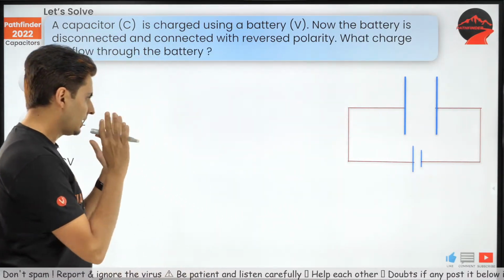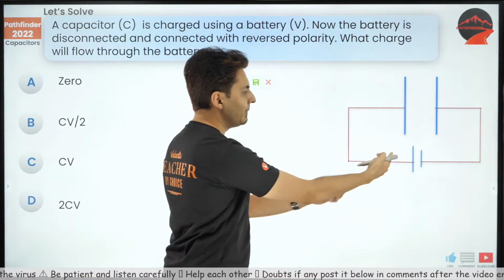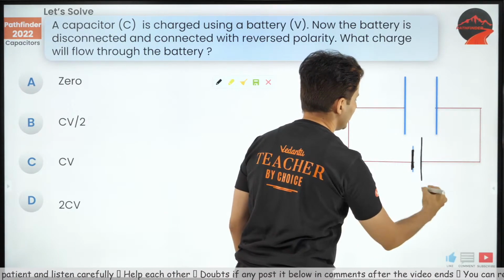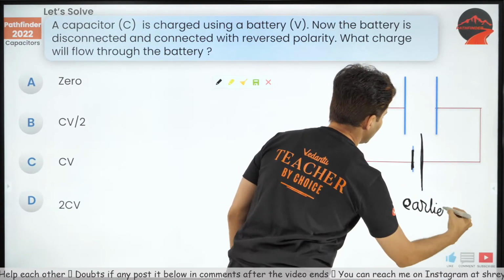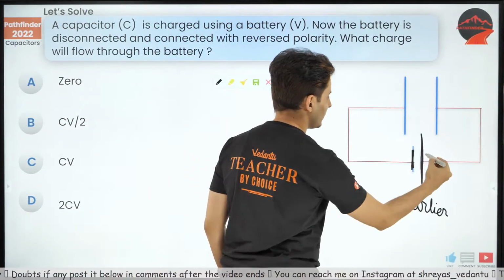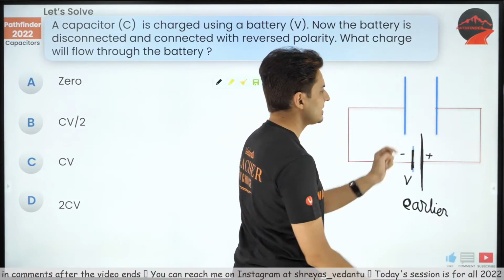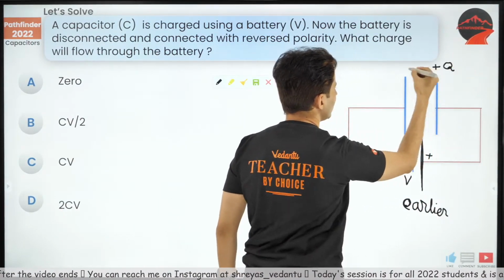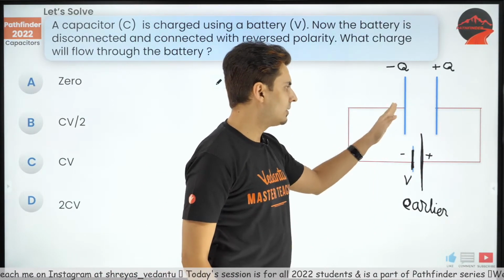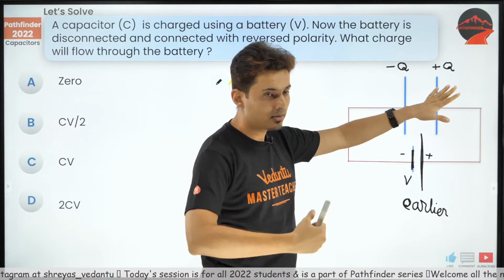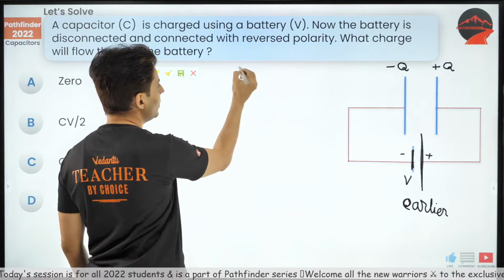You have reversed it. Okay, let's think what will happen. First, when the battery was, let's say, like this, this was earlier. This is when the battery was actually like this. This was the positive side, this was the negative side, this was the voltage of the battery. So what will happen? This side will have plus Q charge, this side will have minus Q charge. Isn't that right? So positive to positive, negative to negative. Obviously the positive side will have positive charge, the lower potential will have the negative charge.